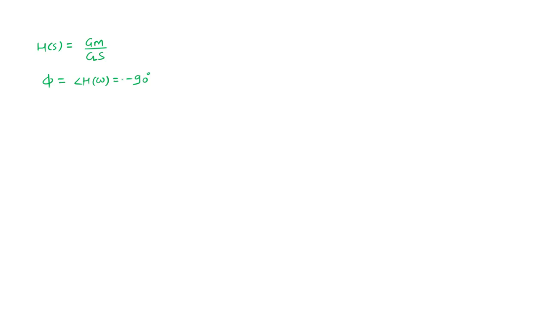Let me take the first scenario first. My first case is H of S equal to GM by CLS. So what can I say the phase margin is? If I write the phase first, which I also call the angle of H of omega, it is always minus 90 degrees, because H of J omega is GM by CL of J omega.